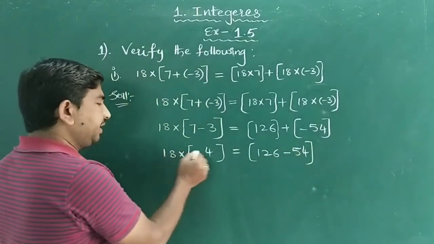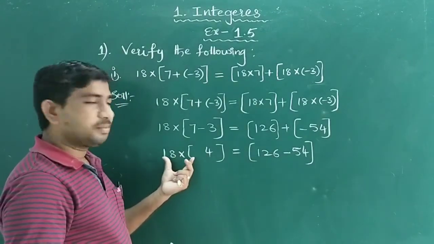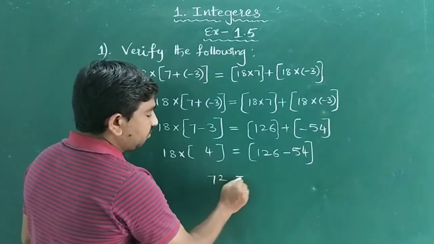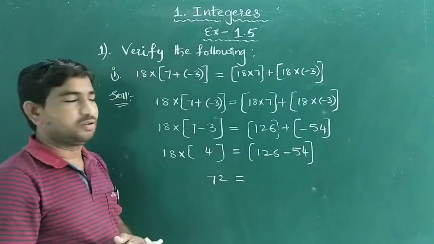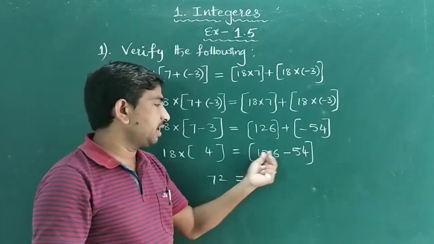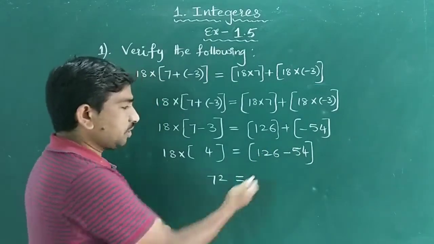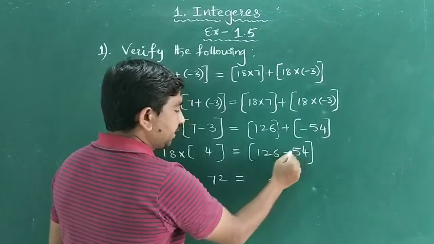Now 18 into 4. Both have the plus symbols. 18 fours are 72, write it directly. And now 126 minus 54. The 126 has the plus symbol and 54 has a minus symbol, so we subtract. If you subtract these two, what do you get? 6 minus 4, 2. 12 minus 5, 7.